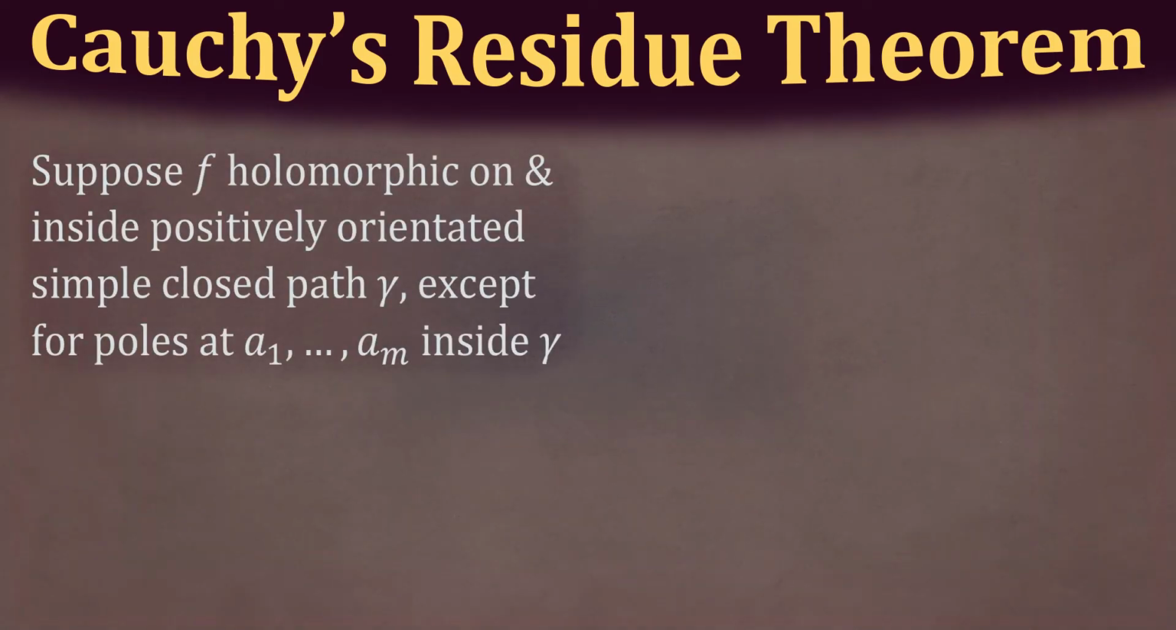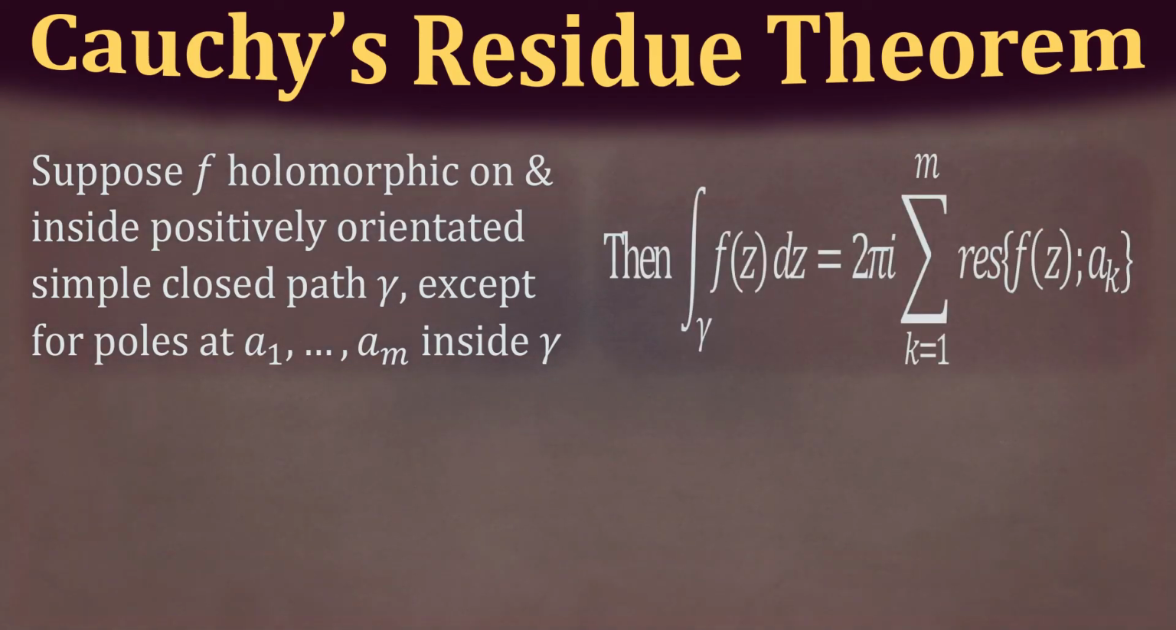Now, let's move on to state Cauchy's residue theorem. Suppose f is holomorphic on and inside a positively oriented simple closed path gamma, except for a finite number of poles at a_1 all the way up to a_m inside gamma. Then the integral over gamma of f(z) dz is equal to 2πi times the sum from k equals 1 to m of the residue of f(z) at a_k.